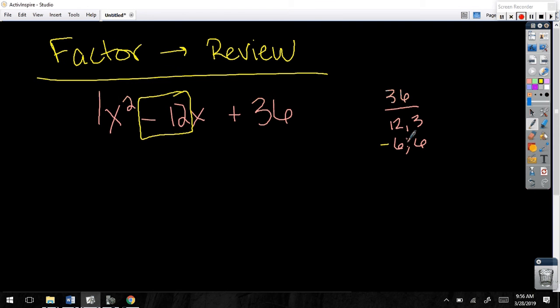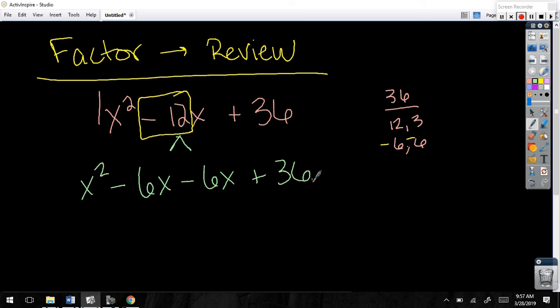They both have to be negative. When you multiply the two negatives, they make a positive. But when you add negative 6 and negative 6, it gives you negative 12. So what I do is I split this 12 up so that I have x squared minus 6x minus 6x plus 36. Everything else stays the same.